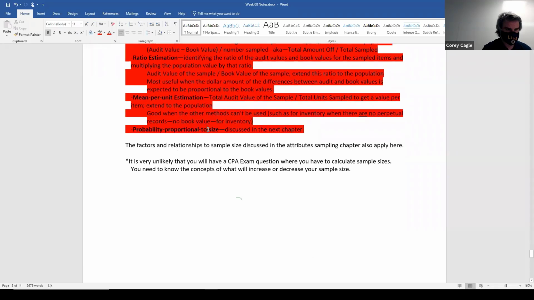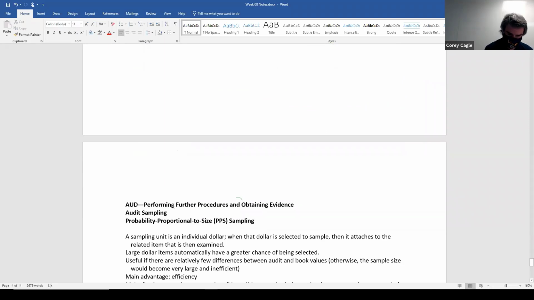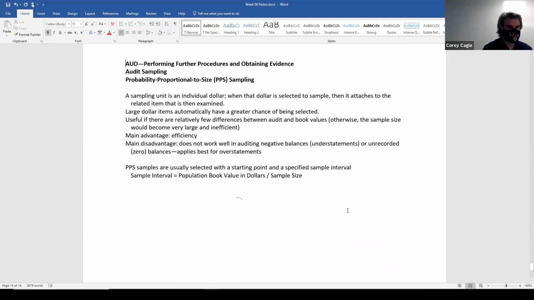Let me unhighlight this one because since it does have its own section, we will spend a minute on it. Probability proportional to size. For some reason, they put a little more importance on this. Sometimes this is called dollar unit sampling. So instead of sampling individual items, they attach significance to an individual dollar. And whatever dollar is chosen, we sample whatever that dollar is attached to. That's the probability proportional to size sampling.